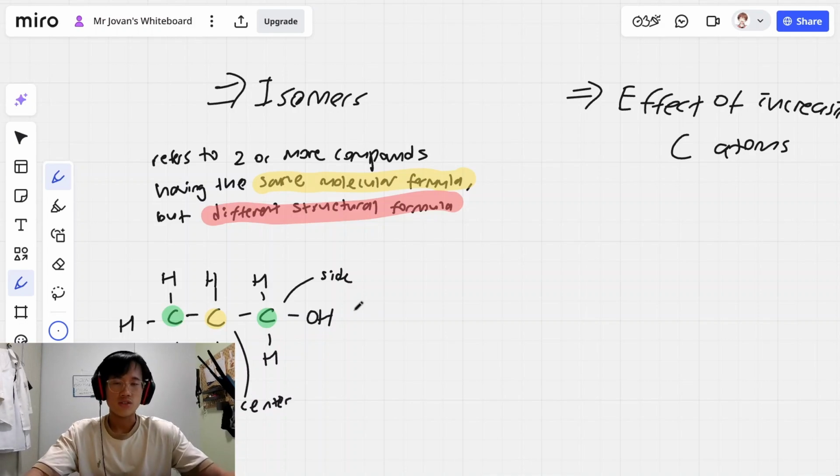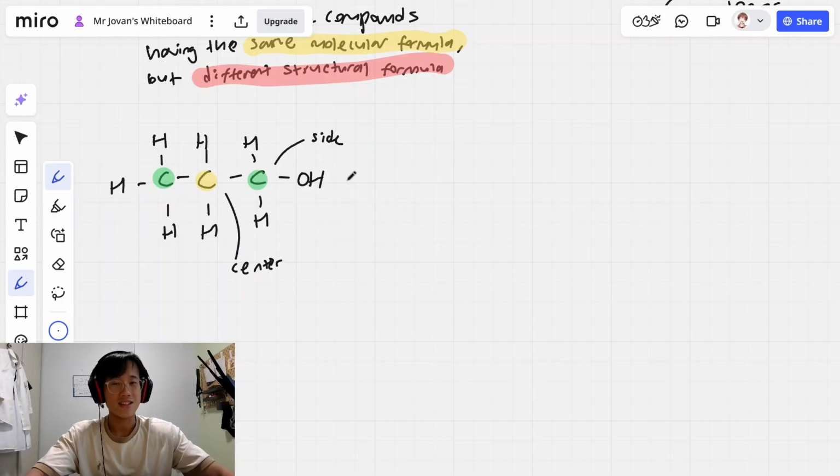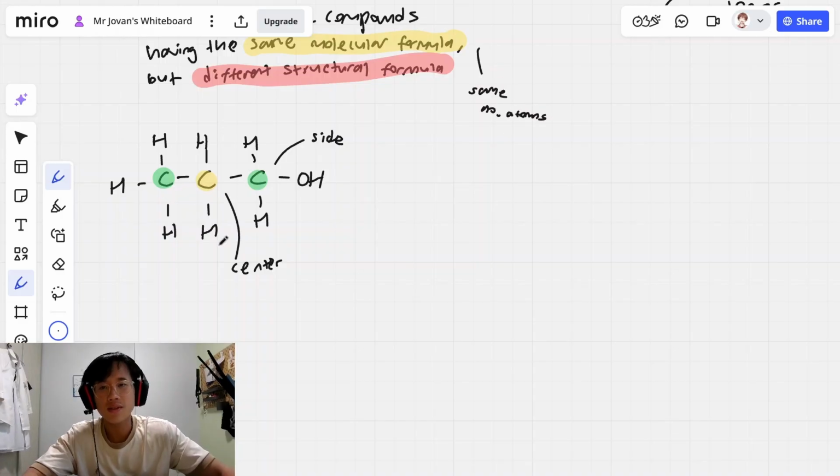I'm going to draw a few isomers, and you tell me whether it's the same. Okay, I'm going to draw a few other compounds, and you tell me whether they are isomers. First of all, we need to make sure we have the same molecular formula. That means they have the same number of carbon atoms, same number of atoms of everything. So in this case, same number of carbon atoms, same number of hydrogen atoms, same number of oxygen atoms, okay? Same molecular formula means it has the same number of atoms across all the different compounds.